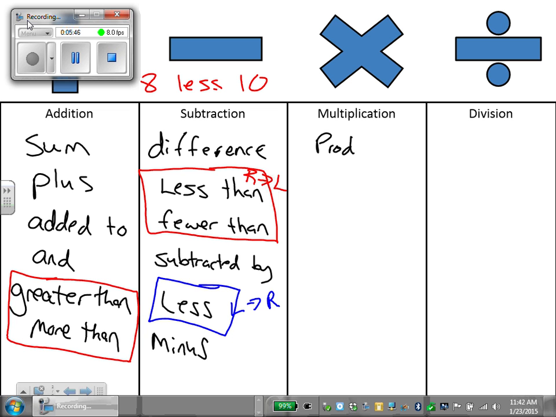Product. Times, very good. Multiplied by. There's a short little word that means multiply. Anybody know what that is? Two letters.